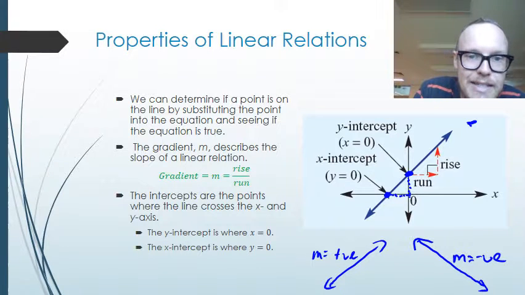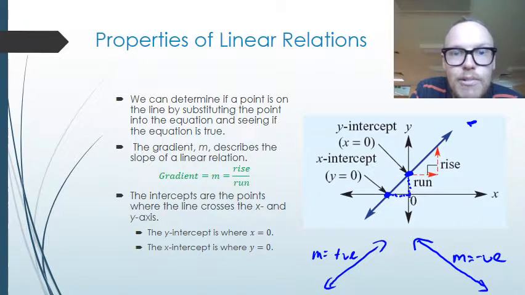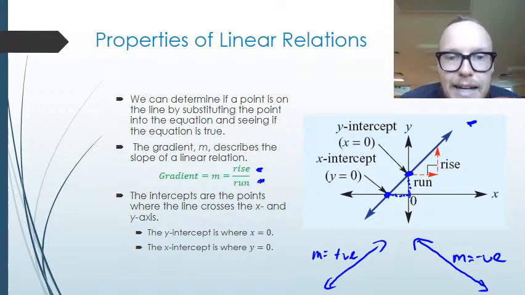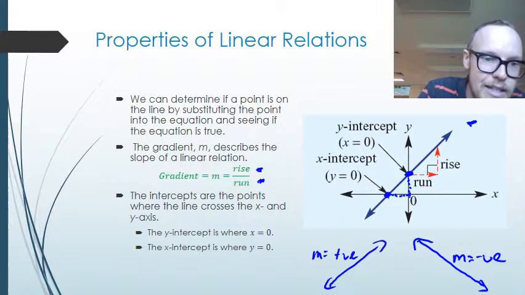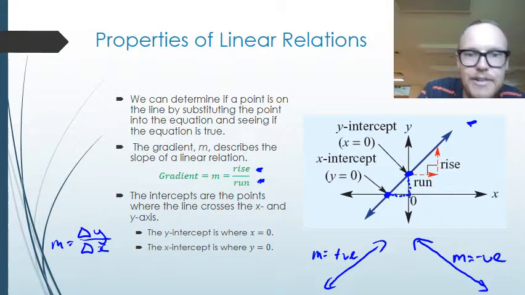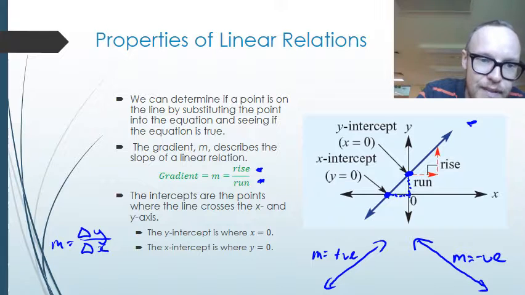The gradient is given, sorry, I forgot to mention, the gradient is given as rise divided by run. So it's the amount that the graph increases divided by the amount that the graph goes across the x-axis. Another way that you can see the gradient given is the change in the y values divided by the change in the x values. So how much the y values are changing divided by how much the x values are changing.